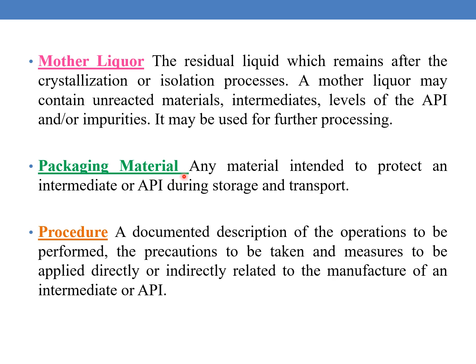What is packaging material? Any material intended to protect an intermediate or API during storage and transport is considered as packaging material. What is a procedure? A documented description of operations to be performed, the precautions to be taken, and the measures to be applied directly or indirectly related to the manufacture of an intermediate or API is considered as a procedure.